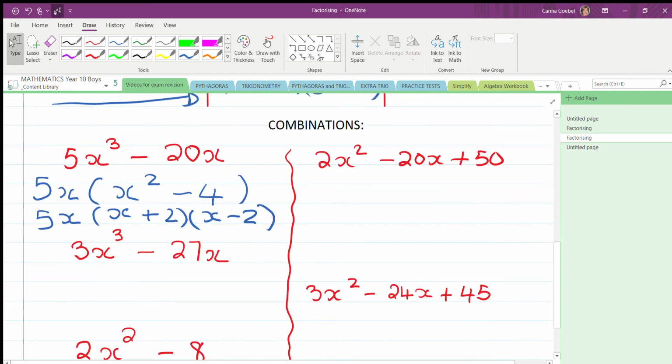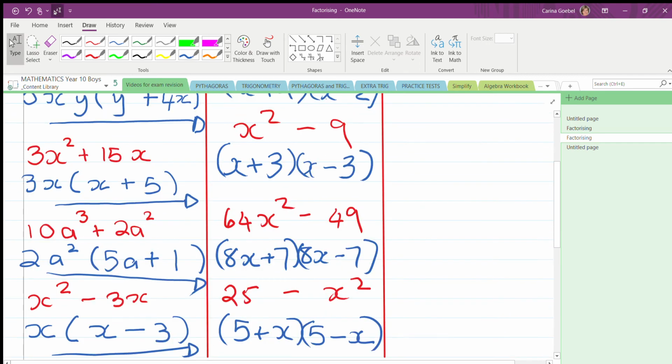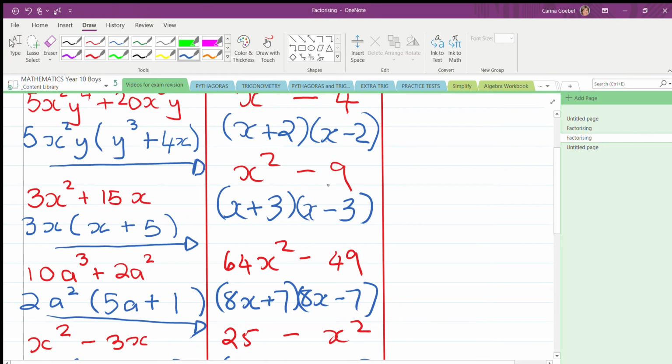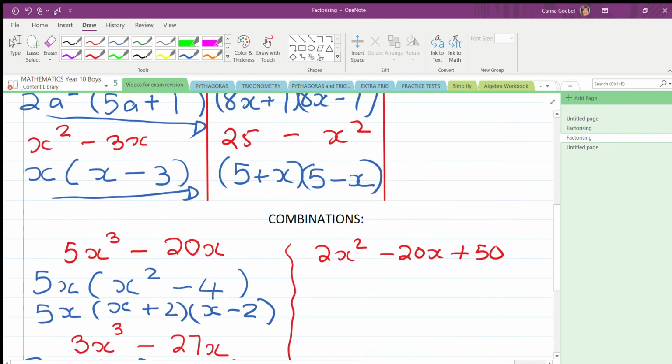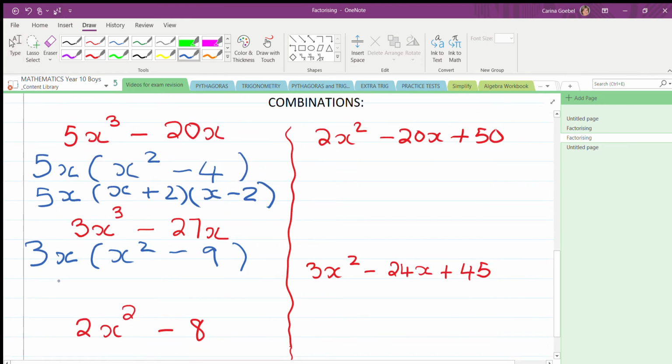Okay, we'll do another one. 3 common as well as x. So you're left with x squared minus 9. And again, you can see it's the second one that we did over here. It's a difference of squares. So we need to fully factorize it. X plus 3, x minus 3.